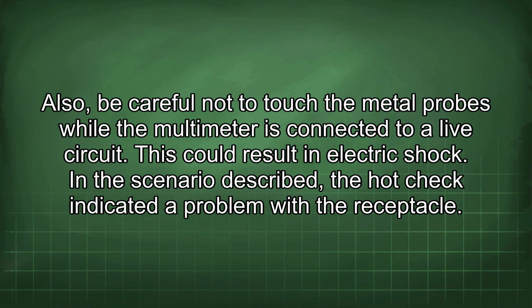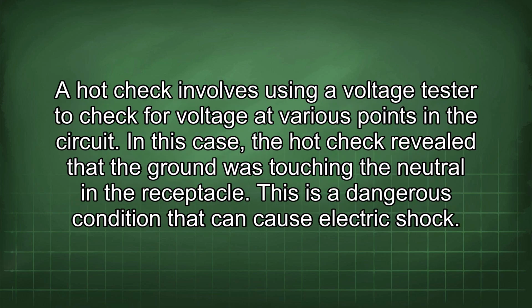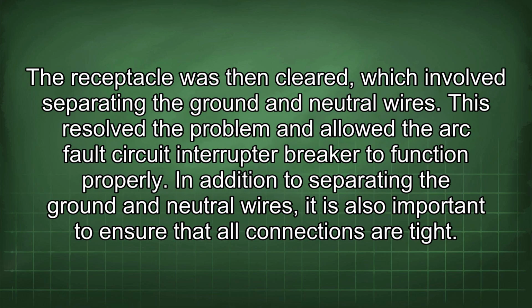In the scenario described, the hot check indicated a problem with the receptacle. A hot check involves using a voltage tester to check for voltage at various points in the circuit. In this case, the hot check revealed that the ground was touching the neutral in the receptacle. This is a dangerous condition that can cause electric shock. The receptacle was then cleared, which involved separating the ground and neutral wires. This resolved the problem and allowed the arc fault circuit interrupter breaker to function properly.